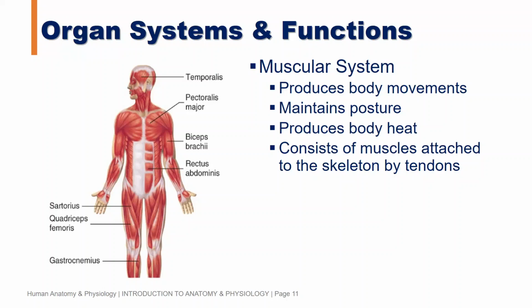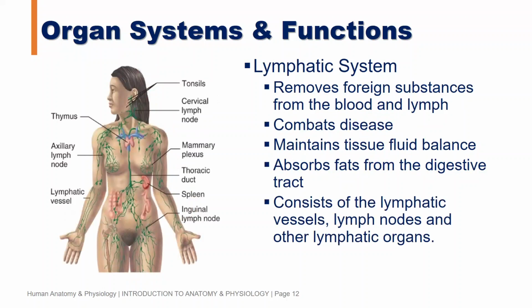Now let's move to the muscular system. It produces body movements, maintains your posture, produces body heat, and consists of muscles attached to the skeleton by tendons. So you have your temporalis, pectoralis major, then you have your biceps brachii, rectus abdominis, sartorius, quadriceps femoris, and then you have your gastrocnemius.